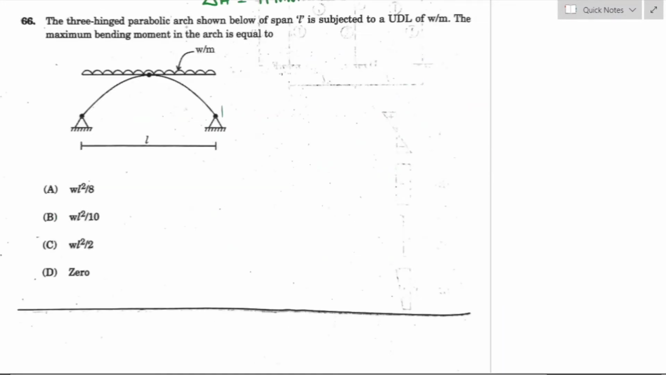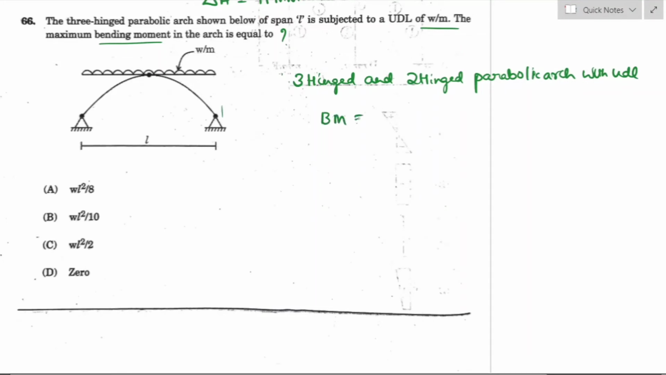Question number 66. The 3-hinged parabolic arch shown below of span L is subjected to UDL of w per meter. The maximum bending moment in the arch is equal to. We know that for a 3-hinged parabolic arch subjected to UDL, the bending moment will be 0. So option D is the right answer.